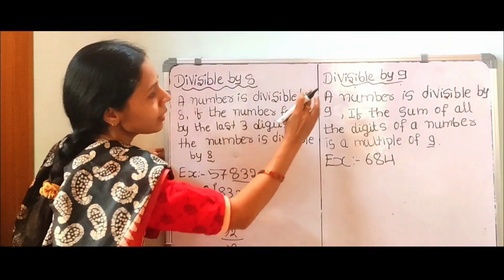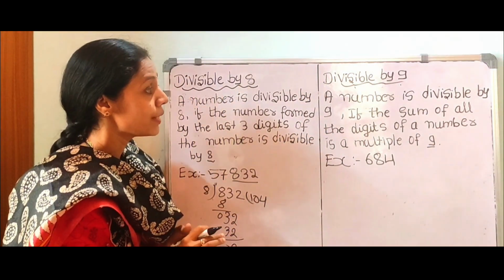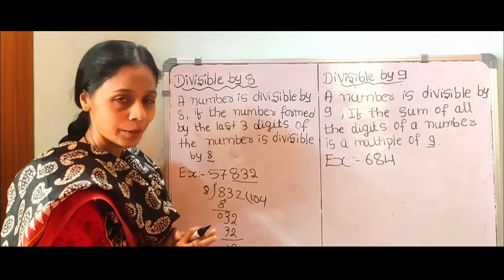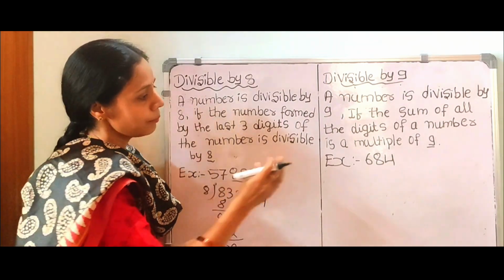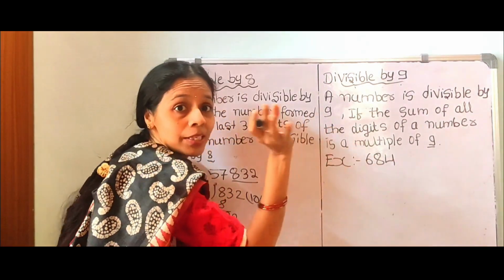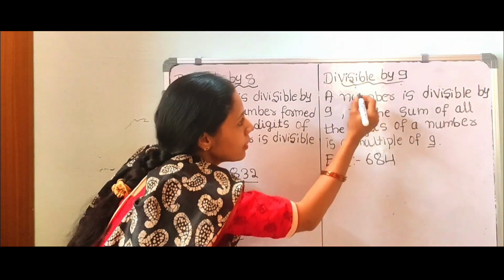Understood? Take another: divisibility by 9. A number is divisible by 9 if the sum of all the digits of the number is a multiple of 9. If the sum of the digits of a number is a multiple of 9, that number is also divisible by 9.